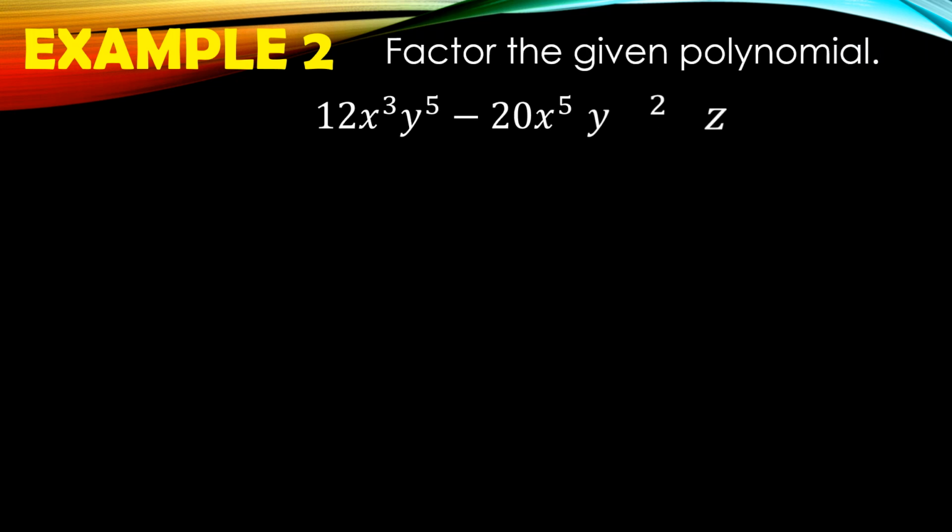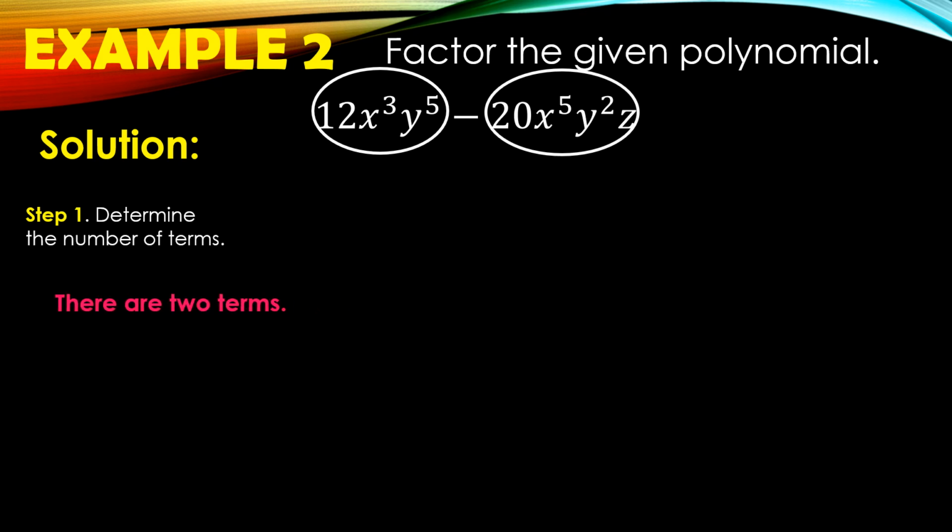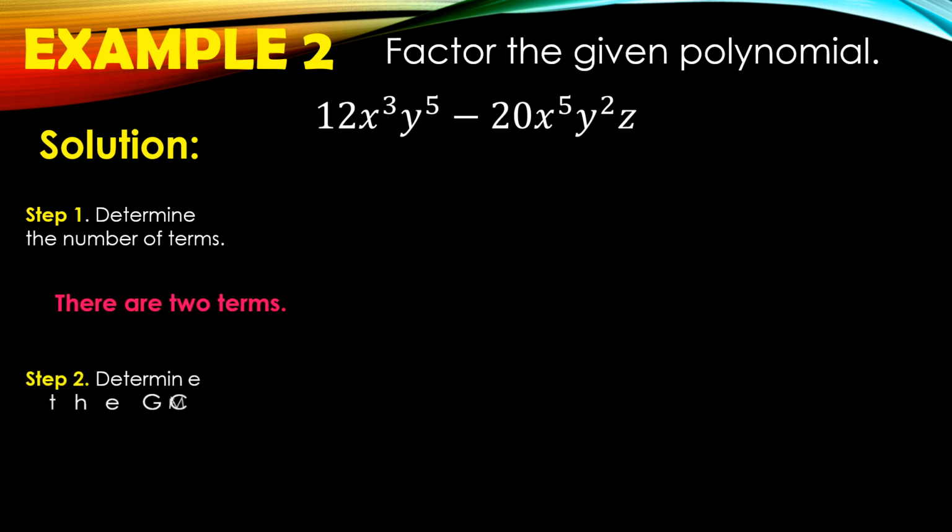Let's try another example. Example 2. Factor the given polynomial 12x cubed y raised to 5 minus 20x raised to 5 y squared z. Solution. Step 1. Determine the number of terms. Again, how many terms do we have? That's right. There are 2 terms.